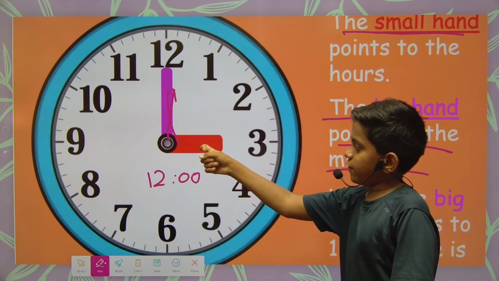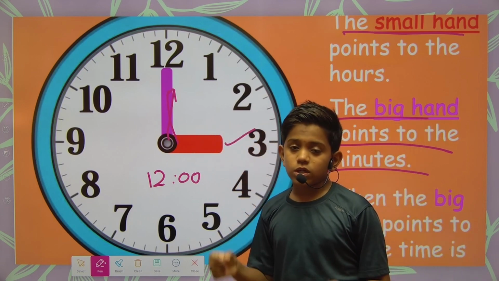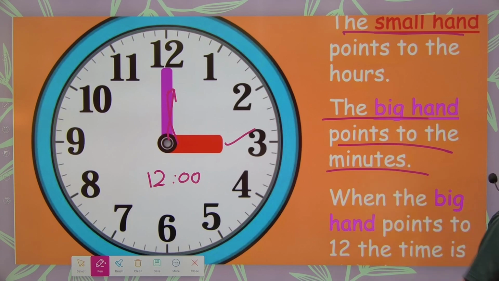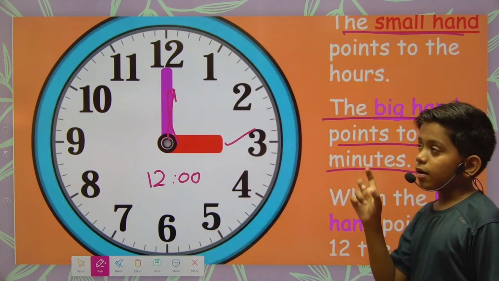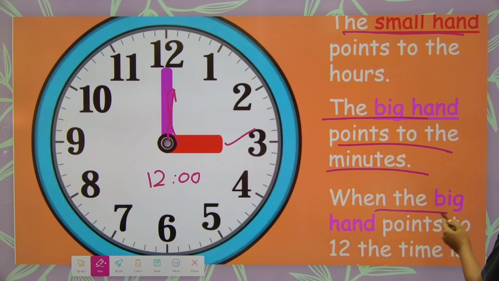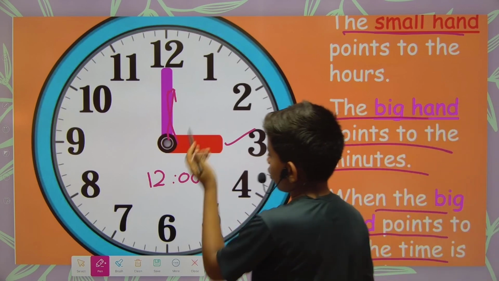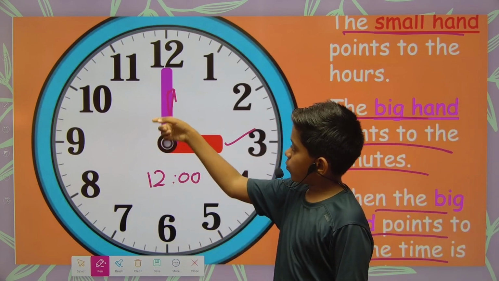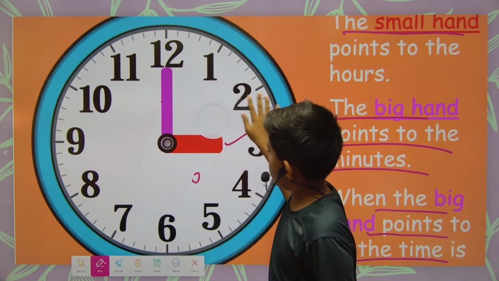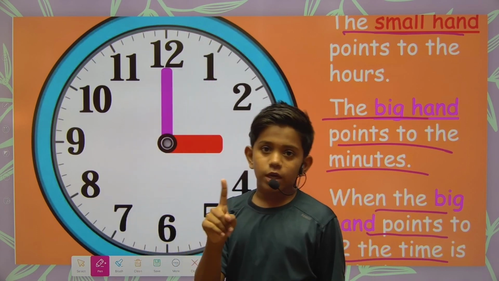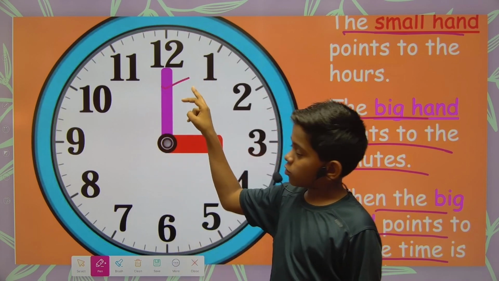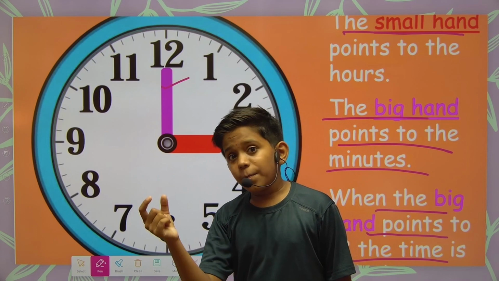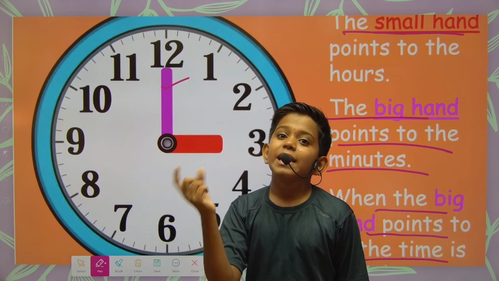So here we can see that the small hand denotes the hours and the big hand denotes the minutes. When the big hand points to the 12, the time is on the hour, meaning 0 minutes. When both hands point towards the 12, it can happen in the afternoon and at night. In the afternoon it is 12 p.m., and at night it is 12 a.m.